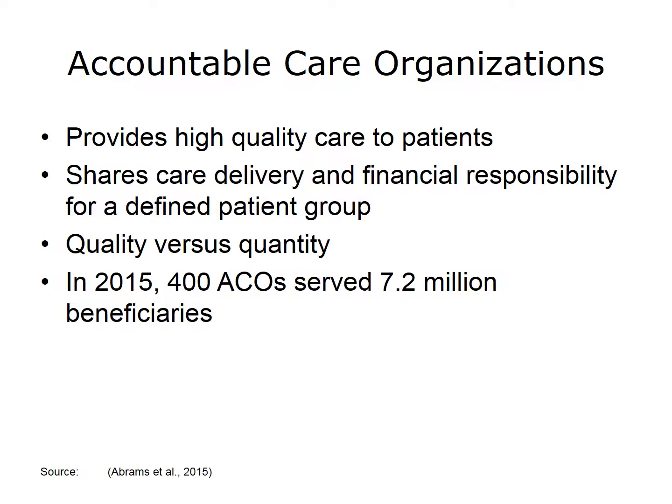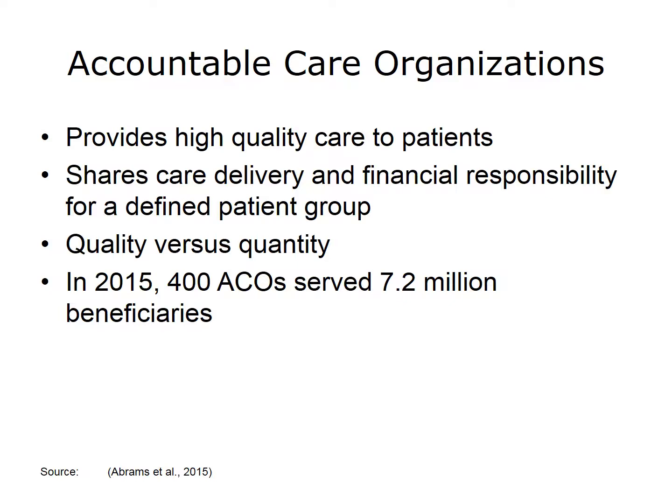As you can see from the definition on the screen, an accountable care organization, or ACO, is a group of providers that are jointly responsible for the healthcare spending and quality of a particular population of patients. ACOs are a result of innovations included in the Affordable Care Act. ACOs are responsible for providing high-quality coordinated care to patients while sharing care delivery and financial responsibility for a defined patient group. In 2015, there were 400 ACOs serving 7.2 million beneficiaries.